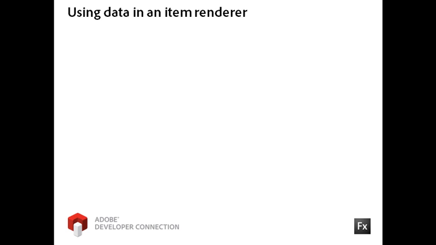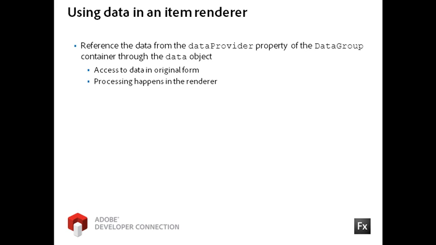Remember that the Component tag block represents a new scope. That means that everything inside of it is blind to the content outside of it. To access data within the item renderer, you must do so through a property named data. In this code, you can see that a Label control inside of the item renderer would reference the last name and first name values from the data provider object by referencing the data object.